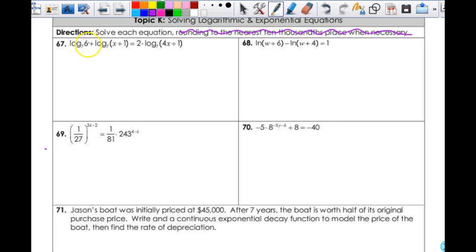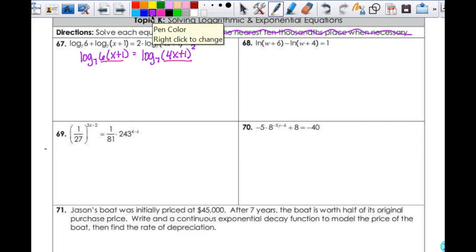So I have addition here, so I can condense this by multiplying. So this will give me log base 7 of 6 times x plus 1 equals, then this 2 becomes an exponent, log base 7 of 4x plus 1 squared. Okay, so now I have a single log on each side, same bases, so now I can use the one-to-one property, which tells me that this part equals this part.